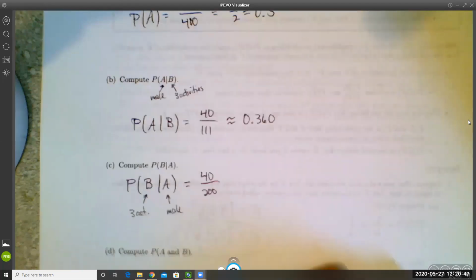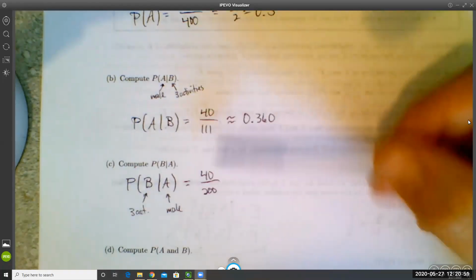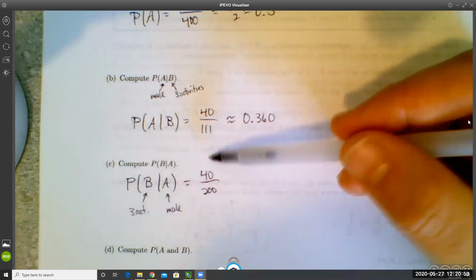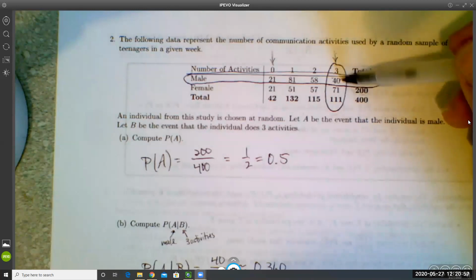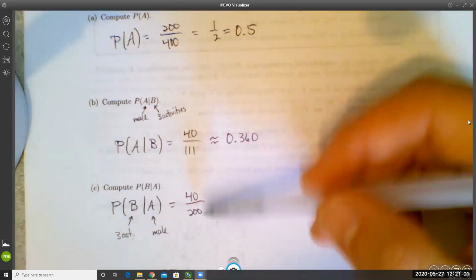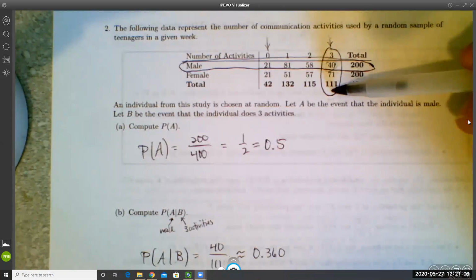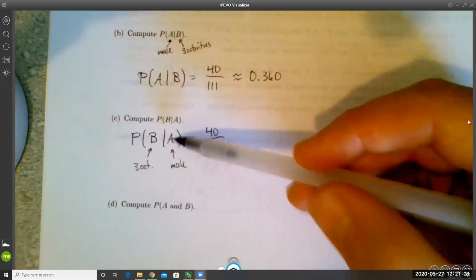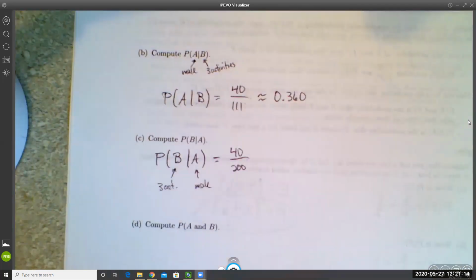Okay, so 40 out of 200. You can see that these two things are not the same. Again, the numerators are the same because the numerators have to be where the 2 events overlap, so they have to be 40. But the denominators are different, because here we were restricting our attention to 3 activities, so the denominator was 111. And here we were restricting our attention to males, so the denominator was 200. 40 out of 200.